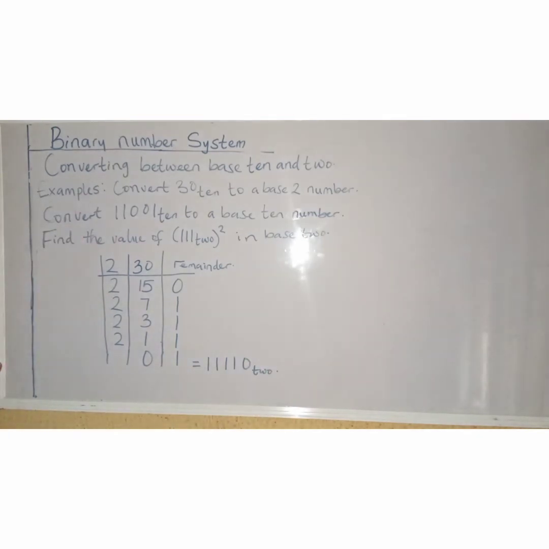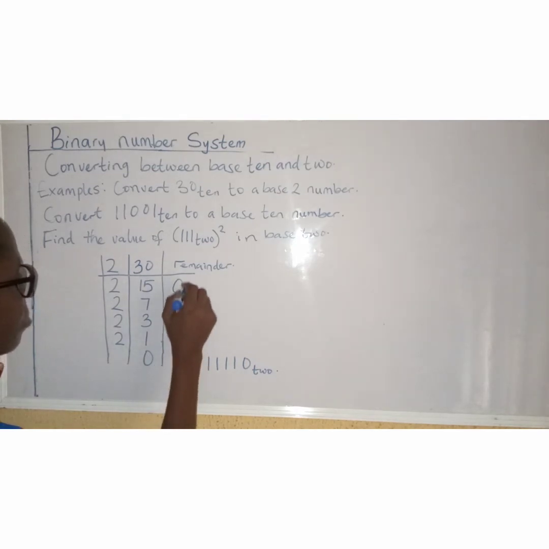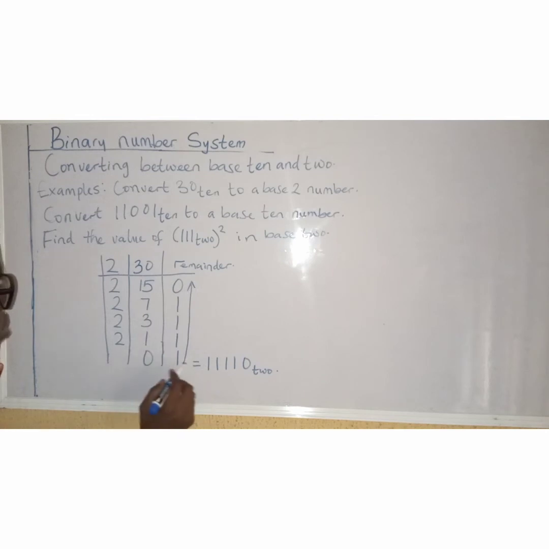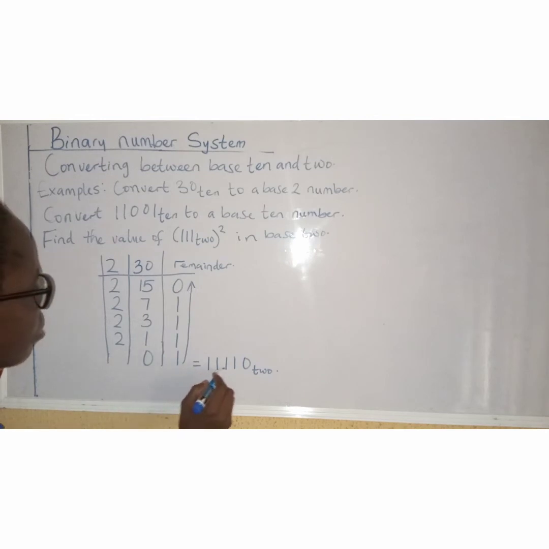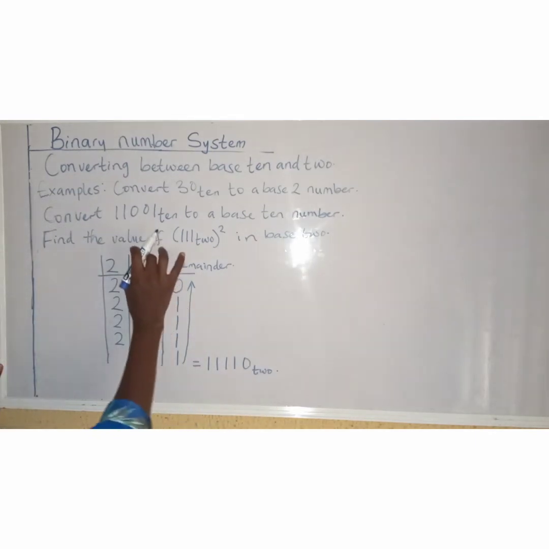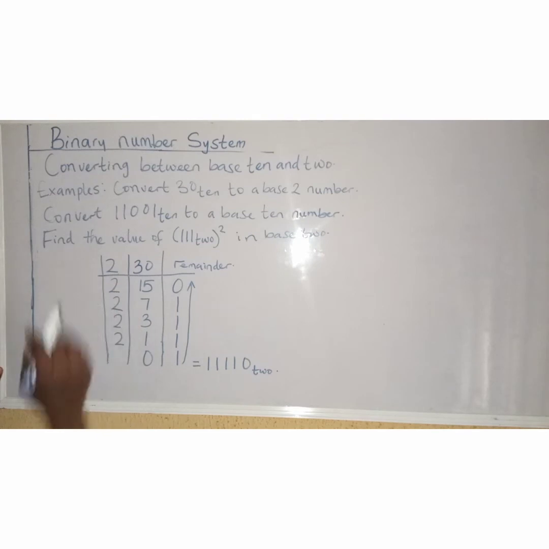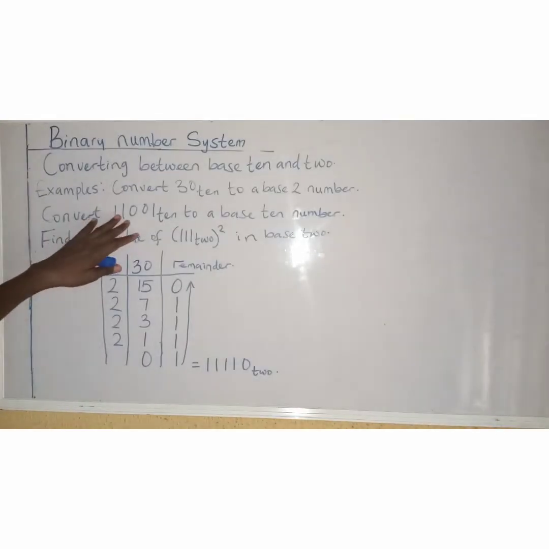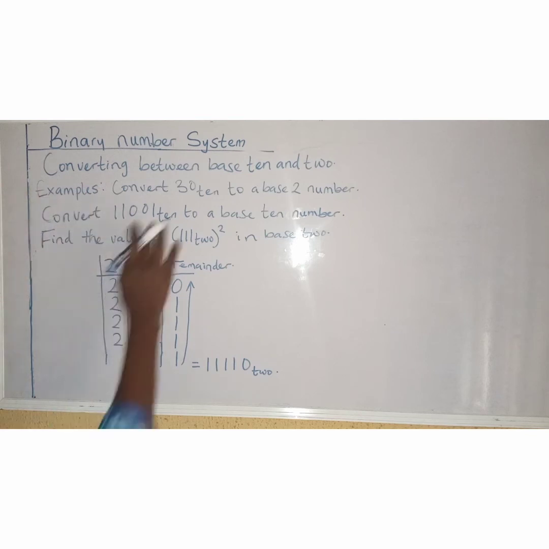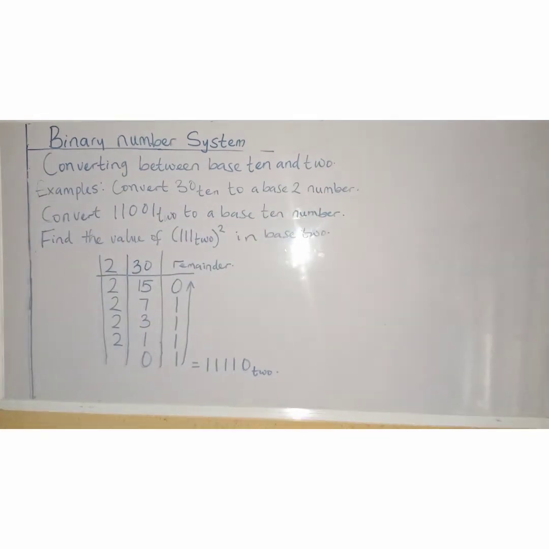Final answer. So in binary numbers, you take your numbers from down to up. So that's why you are seeing it this way: 11110 base 2. So we have converted 30 to base 2. We are going to look at how to convert from base 2 to base 10. How do we do this?